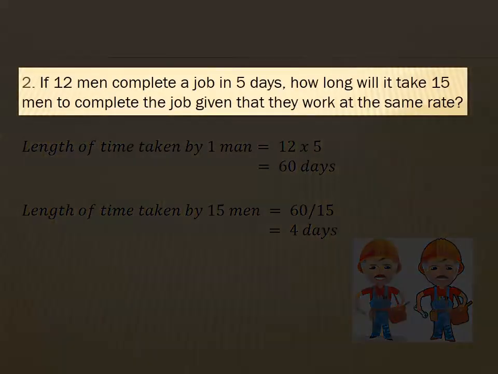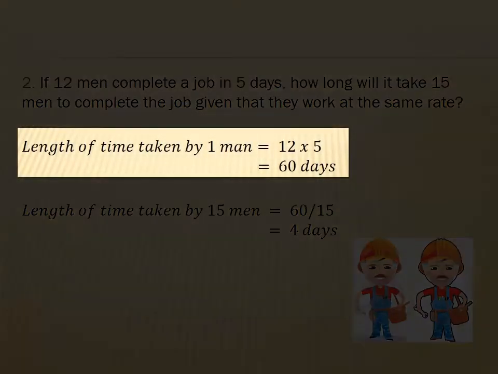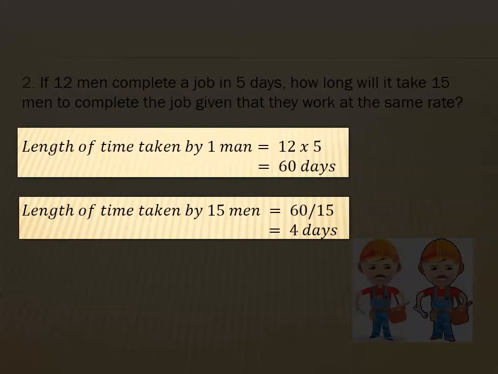Number 2. If 12 men complete a job in 5 days, how long will it take 15 men to complete the job given that they work at the same rate? So we know that 12 men take 5 days. Therefore, 1 man will take 12 times 5, which is equal to 60 days. So, 15 men will take 60 divided by 15, which is equal to 4 days.